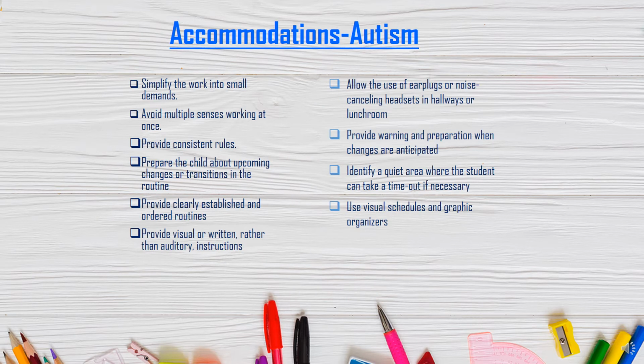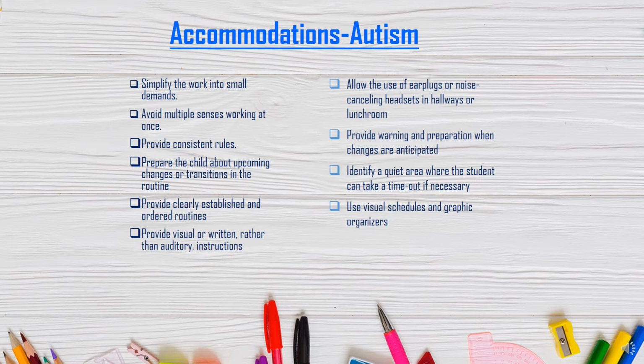Here are some accommodations for students with autism. Provide clearly established and ordered routines. Provide a schedule, either written or visual. Provide visual or written rather than auditory instructions. Allow the use of earplugs or noise canceling headsets in loud, noisy areas. Provide warning and preparation when changes are anticipated.